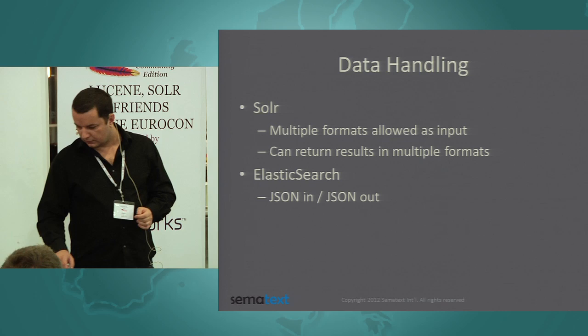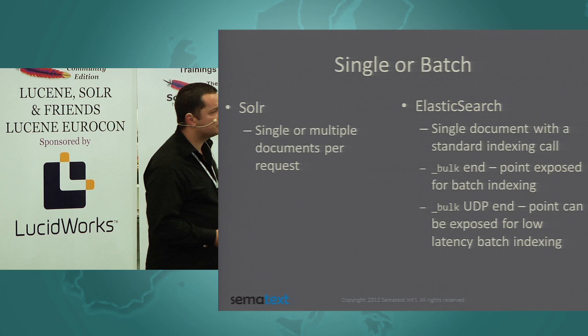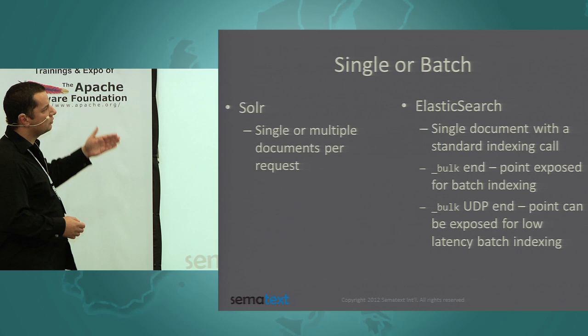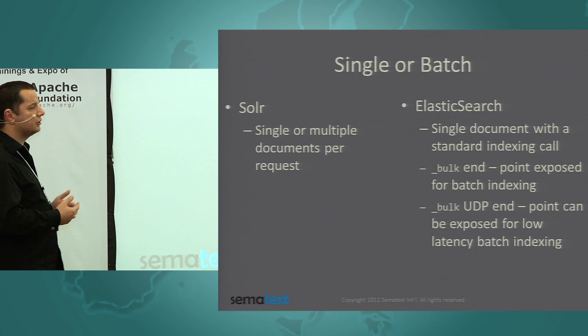Single or batch. As you know, Solr can, in a single request with indexing data, add multiple documents per request. It's not a problem. Single or multiple documents in a request, just an XML or a JSON, and you send it. In Elasticsearch, a standard indexing request is a single document per request, but you have two endpoints. The first one, the bulk, is the endpoint exposed for batch indexing. You can have multiple documents in a request, but the documents have to be structured so that additional information is provided, like ID, the index, and the type.